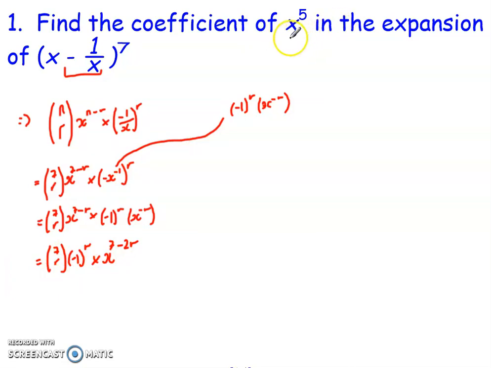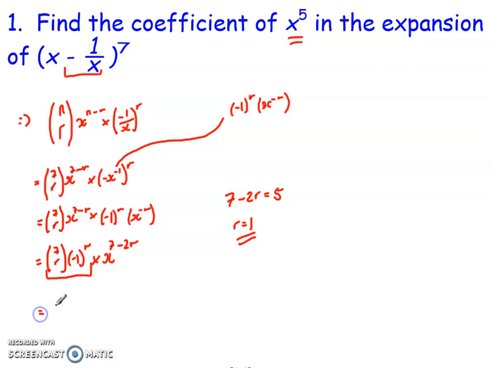Now I want the coefficient of x to the power of 5. So what that means is my power of x has to equal 5. So I can say, fine, I know then that 7 minus 2r has to equal 5. And for this to work, r has to equal 1. So what I can now do is substitute r equal to 1 in, but all I'm after is the coefficient, so I can focus on this part here.